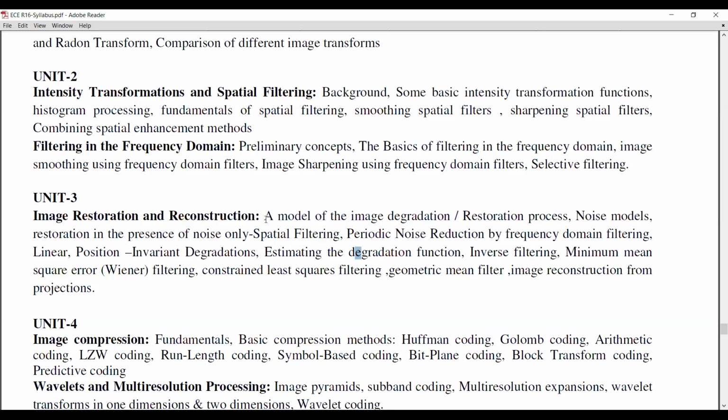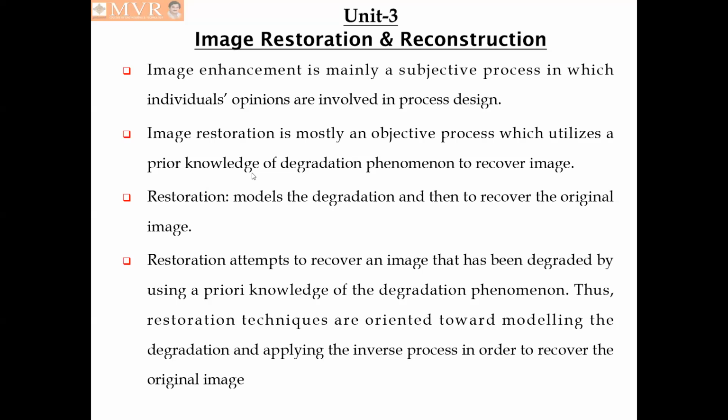Under this third unit, one of the most important topics is the image degradation model. We have a block diagram for that image degradation model. Most of the time in our examination, we get questions from this image degradation model. Okay, so now let us start our third unit. So image enhancement. Already we know what image enhancement is.